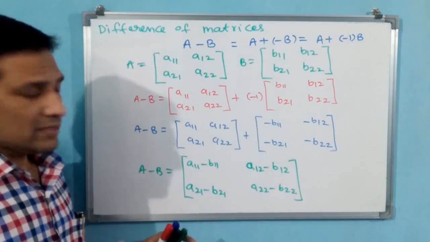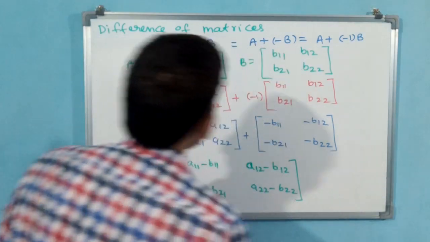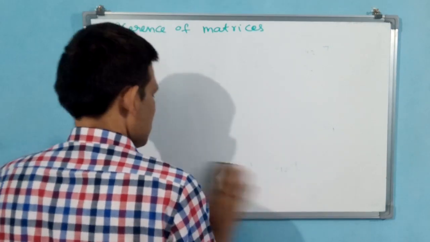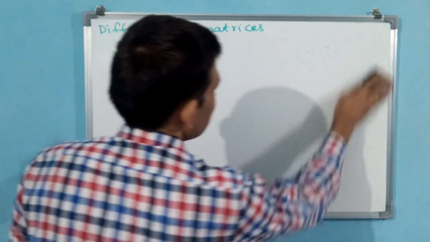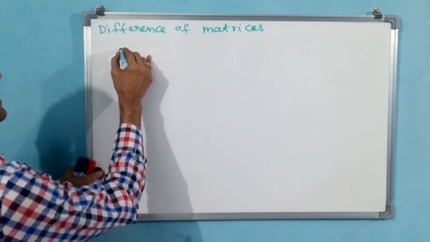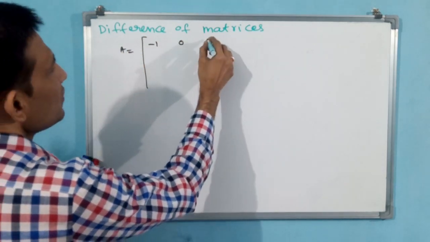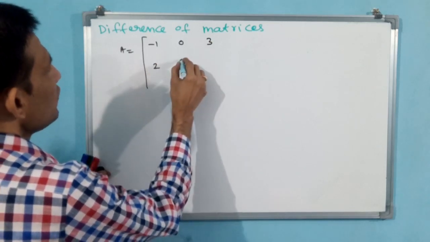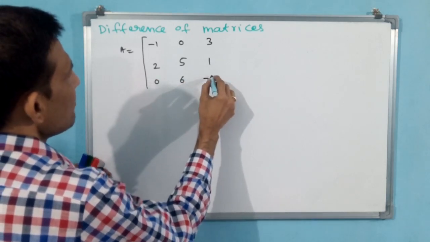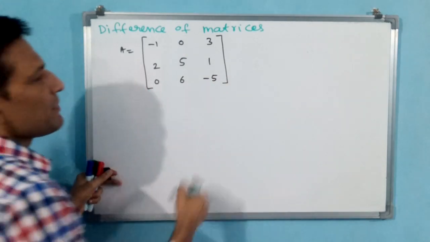Practically we have seen difference of matrices, not theoretically. Practical also we will see. We will take one example. Okay, we will take a big number. Why? Because difference is easy only. That is not a problem. Let us take 3 by 3. Big number we will take. Let A be equal to -1, 0, 3, 2, 5, 1, 0, 6, -5. Okay. This I have taken as A.